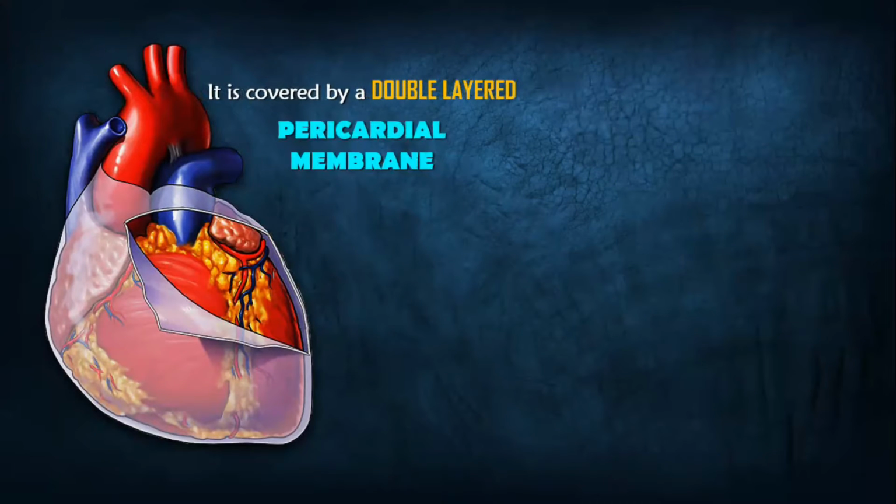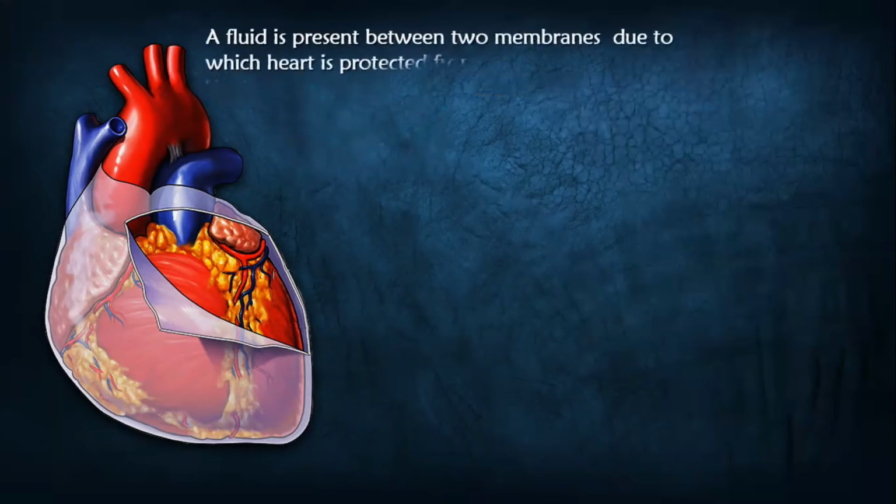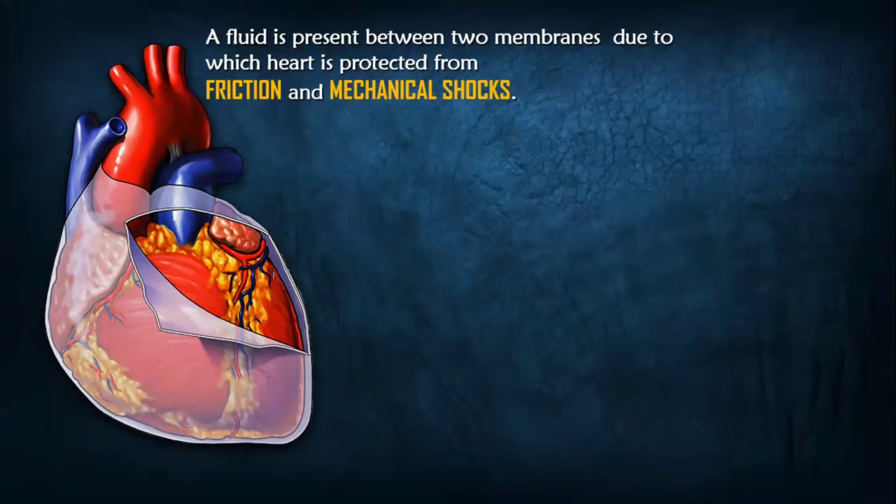Heart is covered by a double layered pericardial membrane. Okay, it is a double layered membrane which is called a pericardial membrane. A fluid is present between the two membranes due to which the heart is protected from friction and mechanical shocks. Now, very important, mechanical shocks, friction. Mechanical means suppose we get hurt on our body, as well as suppose there is friction when our heart is pumping. So this fluid is present between the two membranes of the heart and it protects the heart.